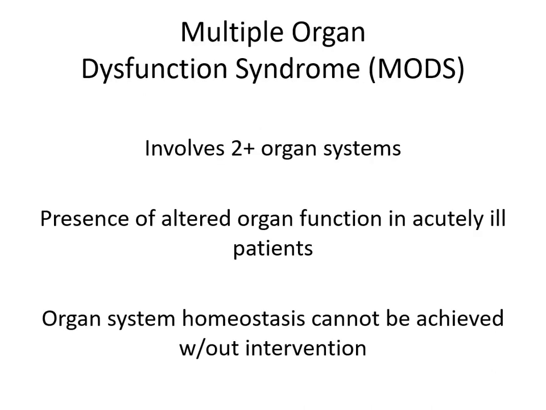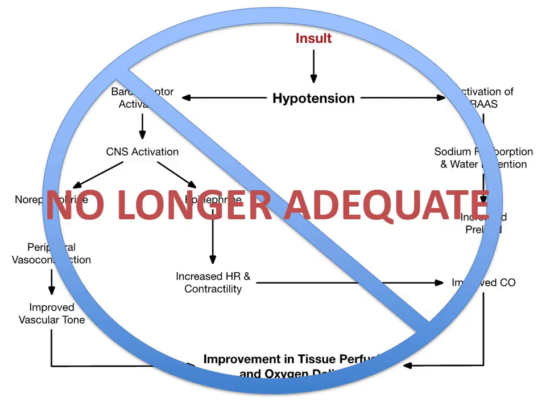Multiple organ dysfunction syndrome, or MODS, is defined as the failure of two organ systems. This is the presence of altered organ function in acutely ill patients. When MODS sets in, organ system homeostasis cannot be achieved without intervention. The compensatory mechanisms we discussed previously are no longer adequate to maintain tissue perfusion and oxygen delivery. In this case, we begin to see widespread damage as a result of impaired tissue perfusion.